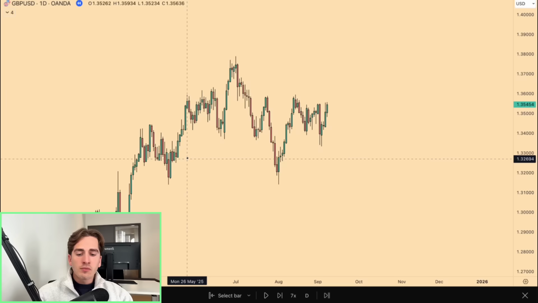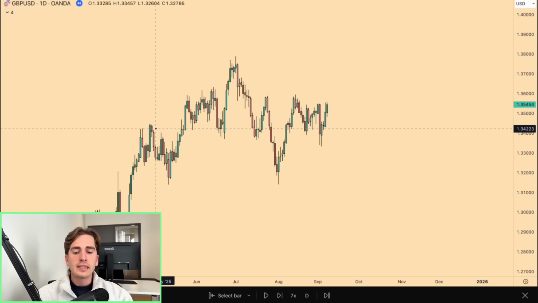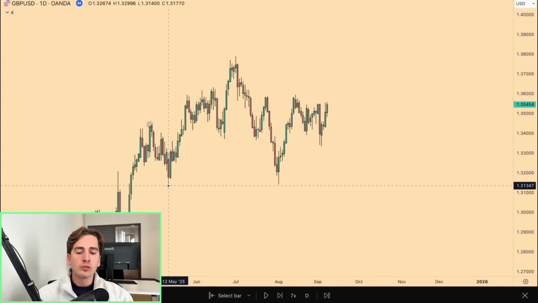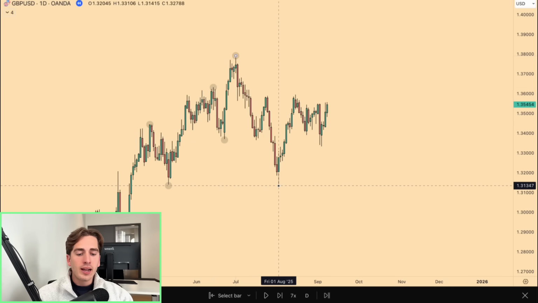We're here on the daily time frame on GBPUSD, and we're going to start by identifying the overall market structure or trend, because that's always the very first thing that you want to do. So what we had here was a high, a higher low, a higher high, a higher low, a higher high, and then here we have a lower low.